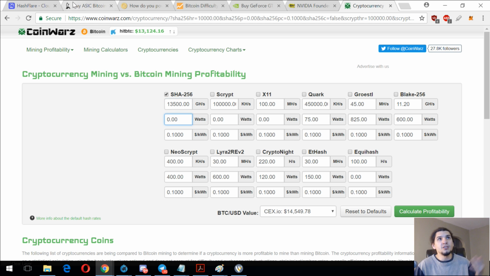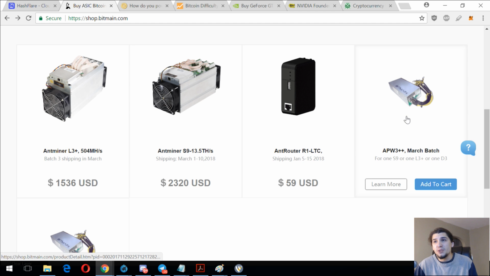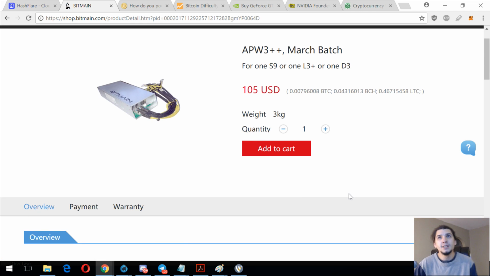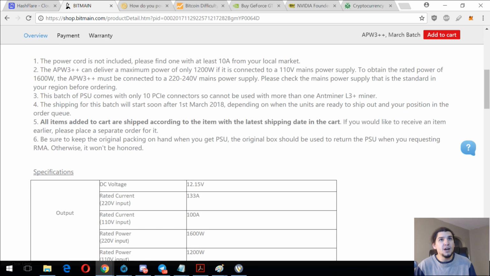It uses, let's take a look at something else, guys. I'm going to show you something else that kind of sucks. Now, in order to power this, you need a power supply. This one over here, okay? Let's just click learn more, because we need to look at something. We need to know how much power we're going to burn, because there's a cost associated with this, okay? So this power supply powers a 1 S9, a 1 L3, or a 1 D3, okay? So right now we're hypothetically buying an S9 and we're calculating our profitability. So we need to know how much power we're going to burn. So this is the power supply we use.